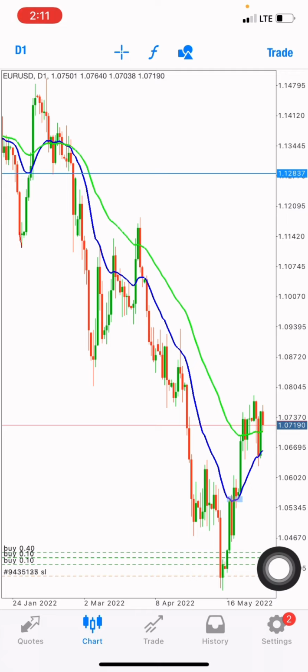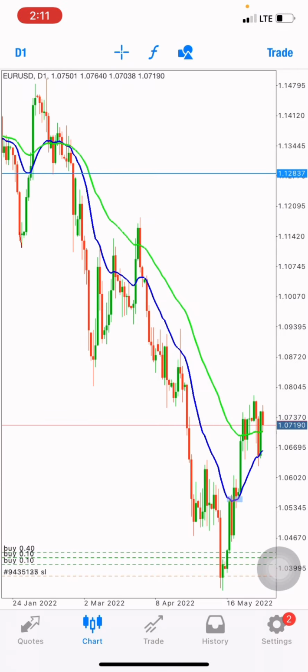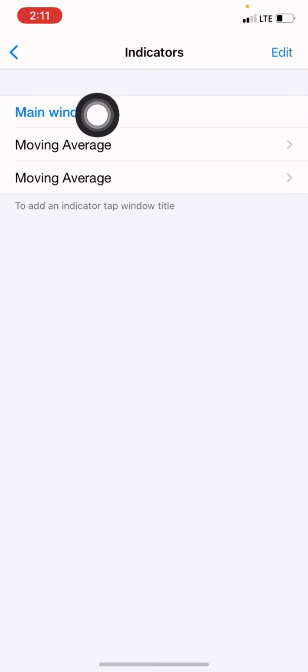So the first thing, I wanted to see a reversal. I wanted a reversal confirmation. One of the first things I use is divergence. To be able to use the divergence, you need to have an indicator called the oscillator. You just tap anywhere on the screen like this, tap indicator, then come here, tap main window.